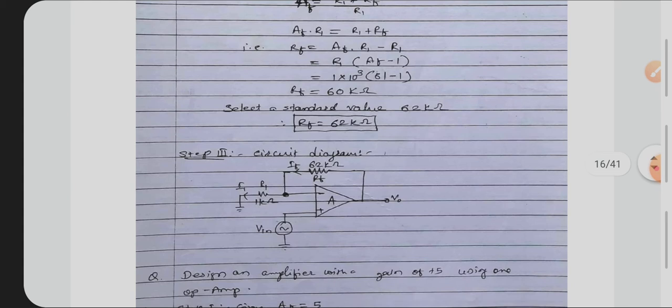Okay, again you can solve another example. Here the gain value is given as 5, and no other value is given. That means R1 is not given and RF is also not given. So when both the values are not given, the question is just like this: design an amplifier with a gain of plus 5 using one op amp. So the op amp circuit is given, and the gain value is given as plus 5.